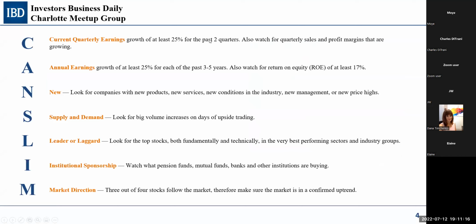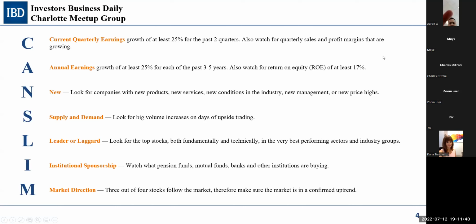We touched on William O'Neill and how he's the foundation of the meeting, and this CAN-SLIM acronym is something for you to review if you're not familiar. These 7 letters represent 7 key criteria that William O'Neill used in his investment process. We'll talk a lot about each of these throughout the presentation with individual stocks and the market environment in general.